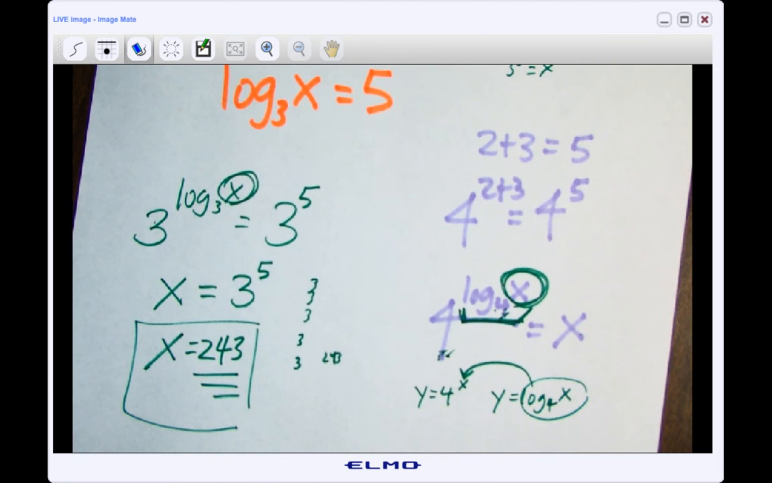All right, so that's solving log equations. Those are probably the most common kinds of things you're going to see. So try some out, and I'd be happy to hear from you if you're having trouble or you're stuck on any of these equations. Let me know.